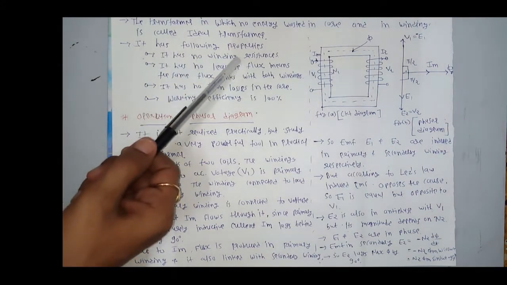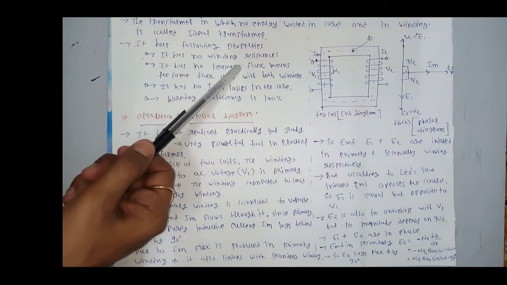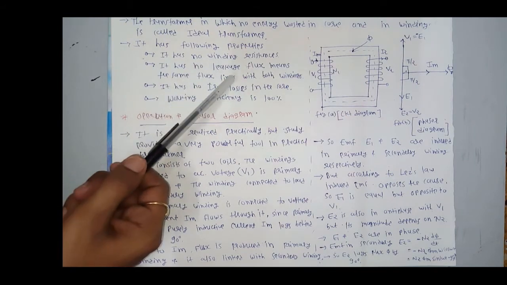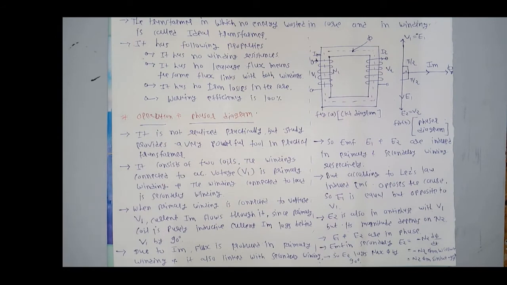It has no winding resistance. It has no leakage flux. Leakage flux means the same flux links with both windings. We know that when we give alternating voltage to the primary winding, it generates flux through it, and the same flux, the total flux generated in the primary winding, that whole flux links with the secondary winding. There is no leakage flux.